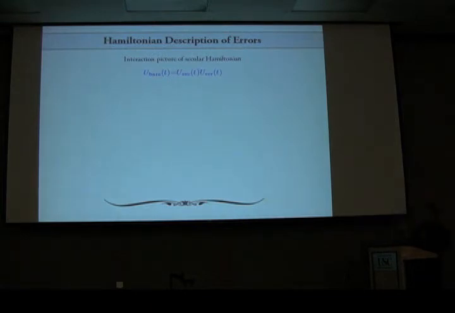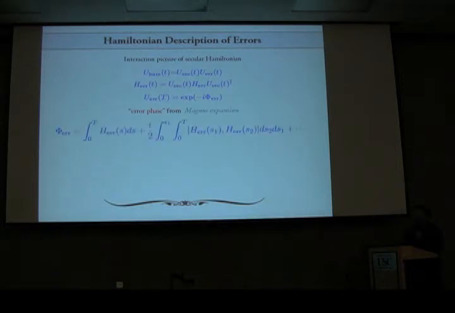Okay, so we take the interaction picture of the secular Hamiltonian and try to write our propagator as a product of the interaction picture of the secular unitary and the error unitary. That's how we define the error unitary. And the Hamiltonian for the interaction picture is just this. Let us define an error phase, phi ER, which describes the phase you get after you do this propagator. Let's just define it like this. I know it's not unique because you're taking the logarithm, but let's stick to this. Okay, and we can obtain the error phase from a Magnus expansion, which is this.